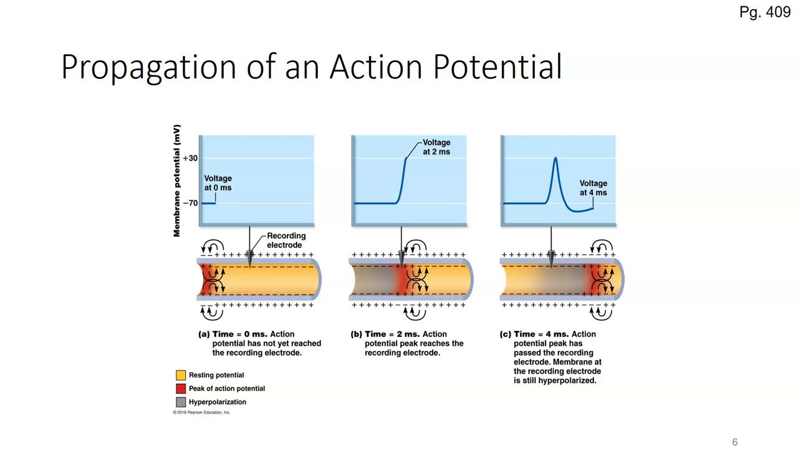Propagation allows an action potential to be transmitted from the origin down the entire axon length towards the terminals. Since sodium channels closer to the action potential origin are still inactivated, no new action potential is generated there. The action potential occurs only in a forward direction.